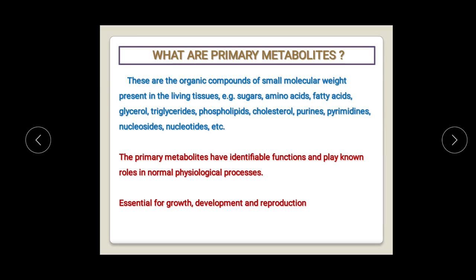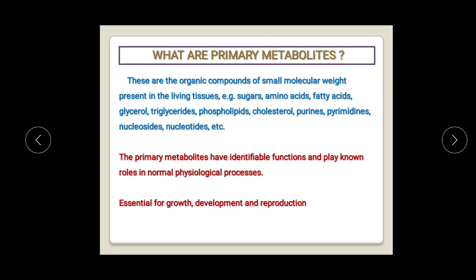these are the organic compounds of small molecular weight which are present in the living tissues. These primary metabolites include sugars, amino acids, fatty acids, glycerol, triglycerides, phospholipids, cholesterol, purines, pyrimidines, nucleosides, nucleotides, etc. So you can understand that all vital and very important organic compounds of the cell are the primary metabolites. They have small molecular weight, and they are present in nearly all living cells. They comprise different types of organic compounds, mainly including the biomolecules such as carbohydrates, lipids, proteins, and the nucleic acids.